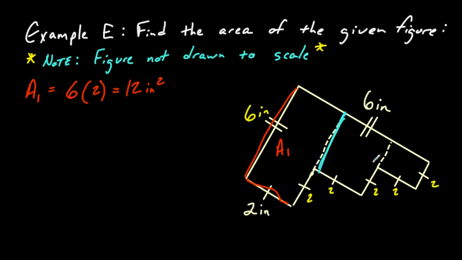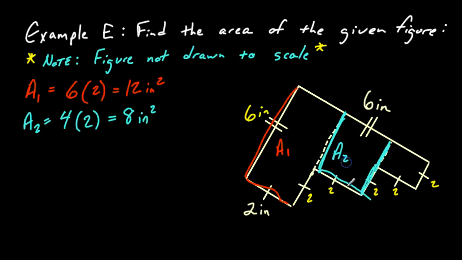My second one, what is that length? I don't know. But I do know that this side is 2 plus another 2, so that's going to be 4, times the base, which is 2. 4 times 2 is 8. 8 inches squared for area section number 2. We'll call that area 2. And I have a third section there that I got to calculate. A3. A3 is also a square, so we can do base times height. Base is 2, and height is 2, so it'll be 2 times 2, which will give us 4 inches squared.